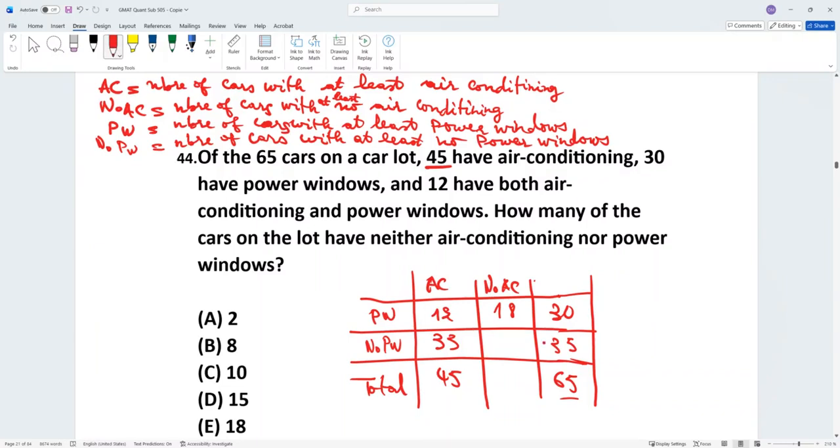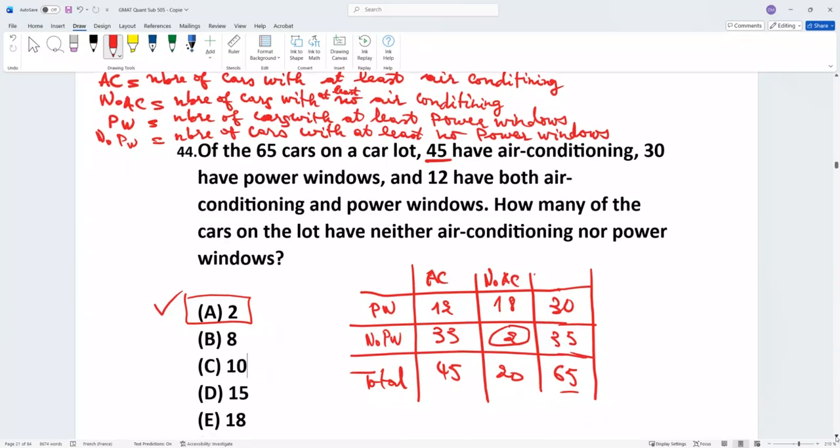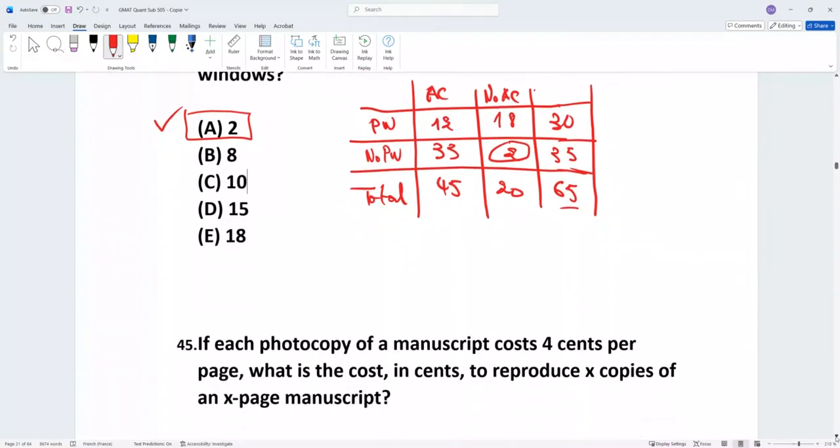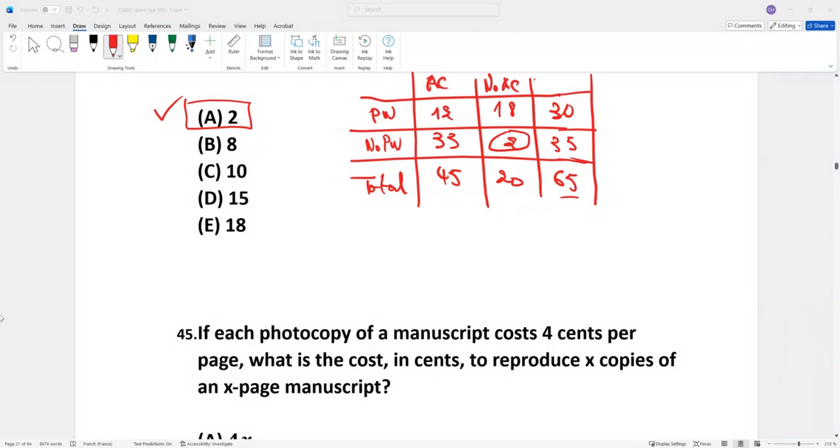So 35 minus 33 is equal to 2, and this will be equal to 20. As you can see, if you add 45 and 20, you have 65, and so this is our correct answer, 2. So answer A is the correct answer. That's one way you can actually work and find this value. Okay, as straightforward as that.